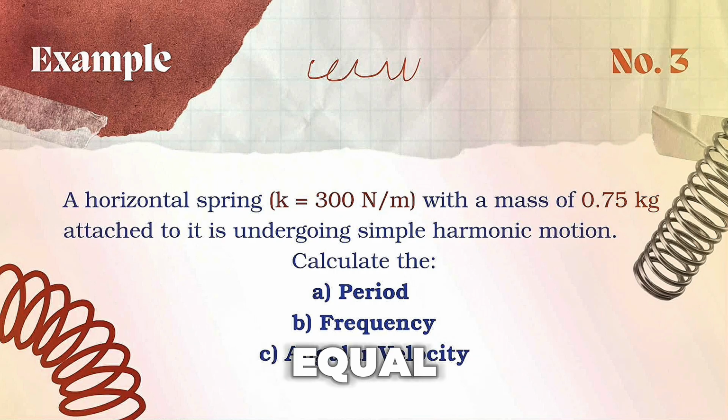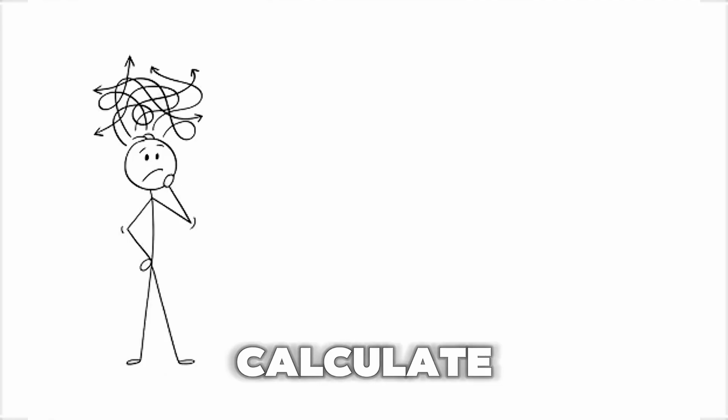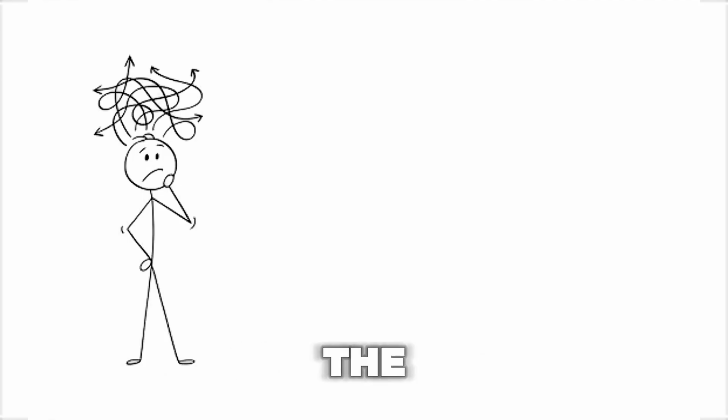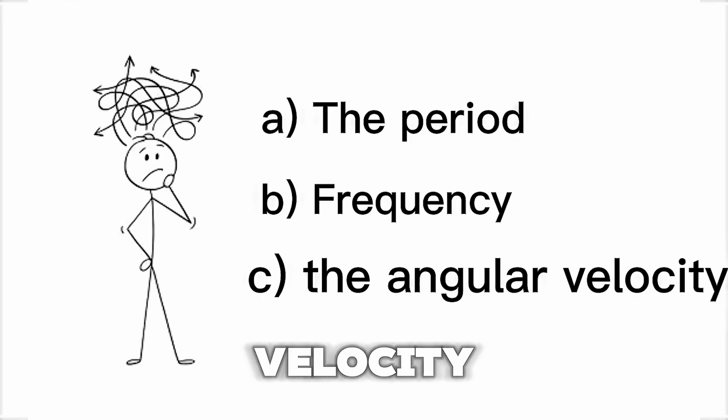Okay guys, so for example number 3, we're talking about a horizontal spring with a spring constant K equal to 300 newtons per meter and a mass of 0.75 kilograms attached to it. The problem says it's undergoing simple harmonic motion, so we need to calculate three things: A, the period, B, the frequency, and lastly, the angular velocity.